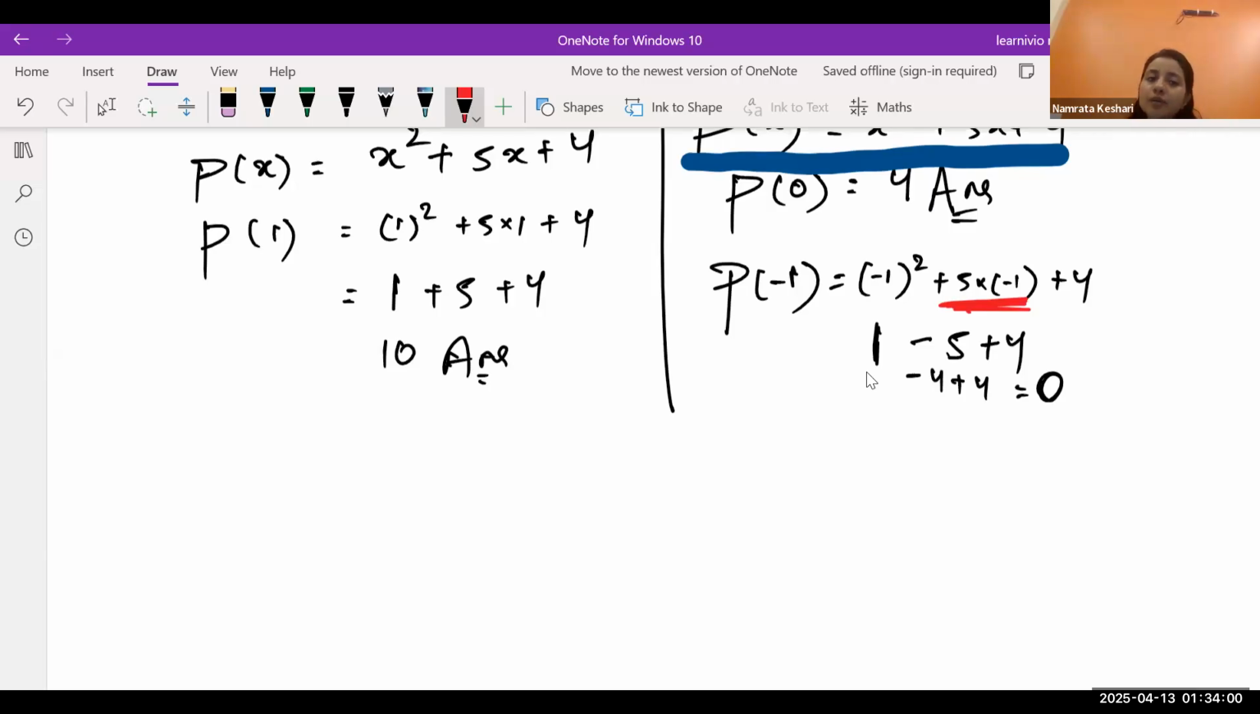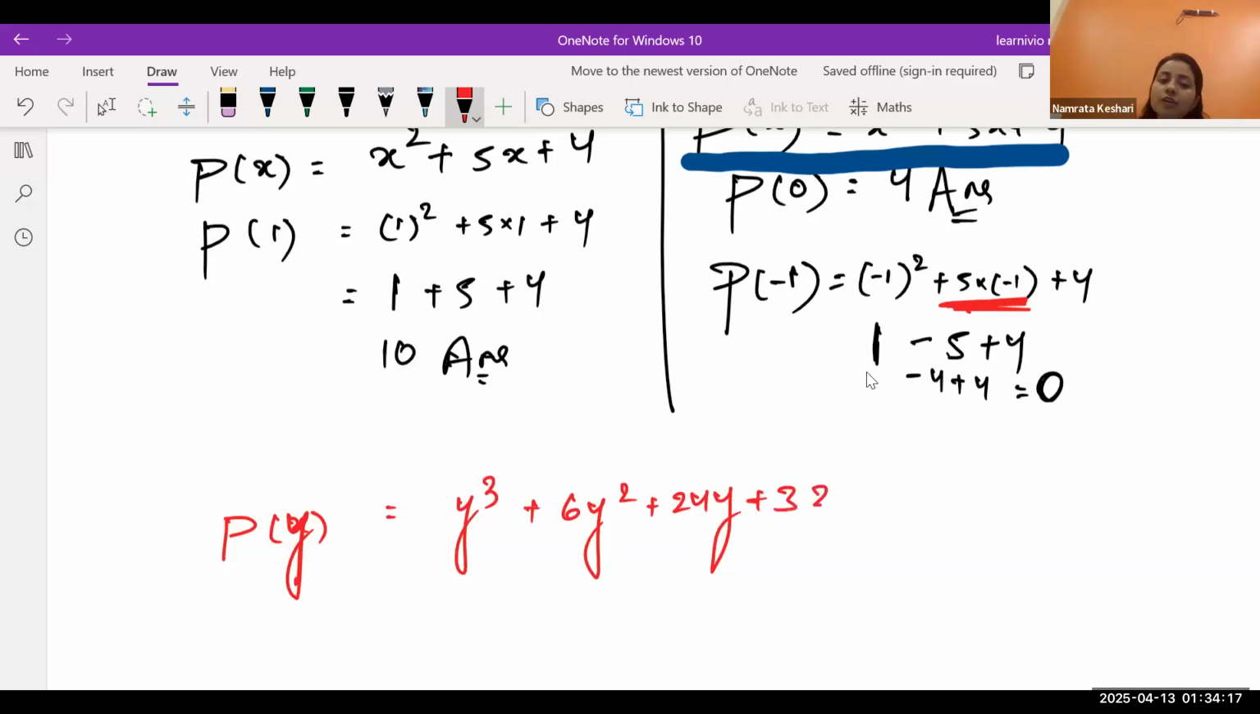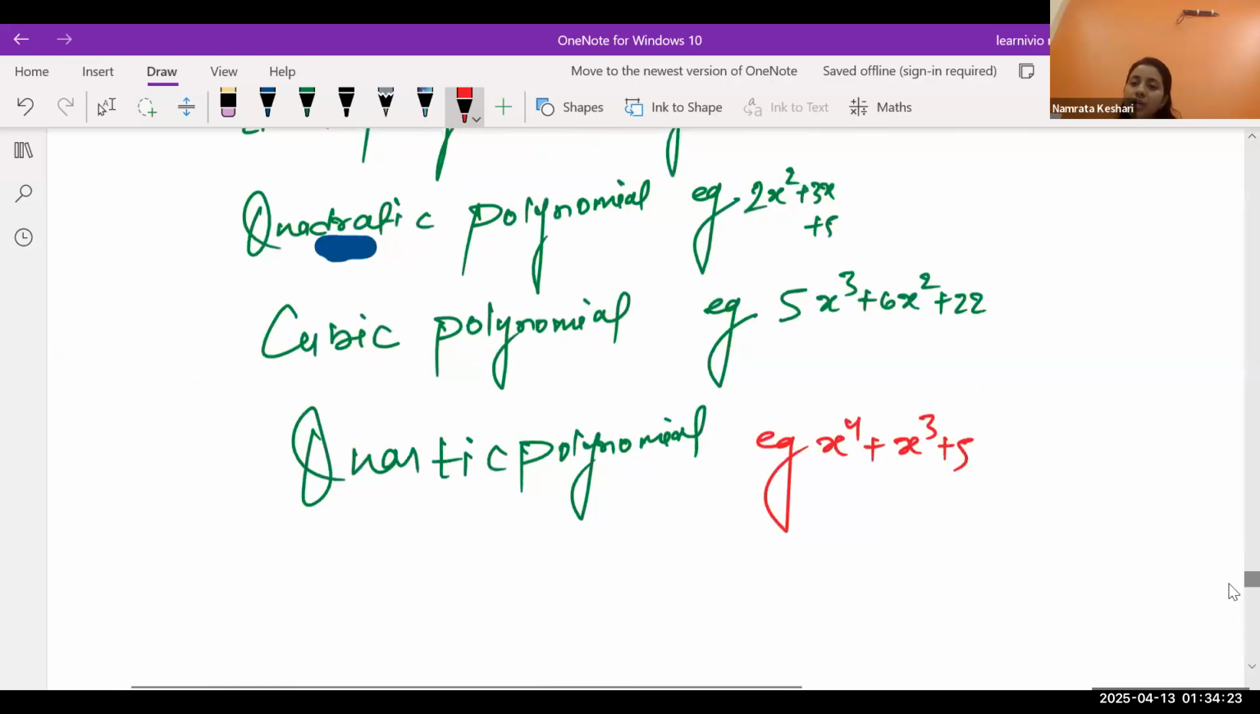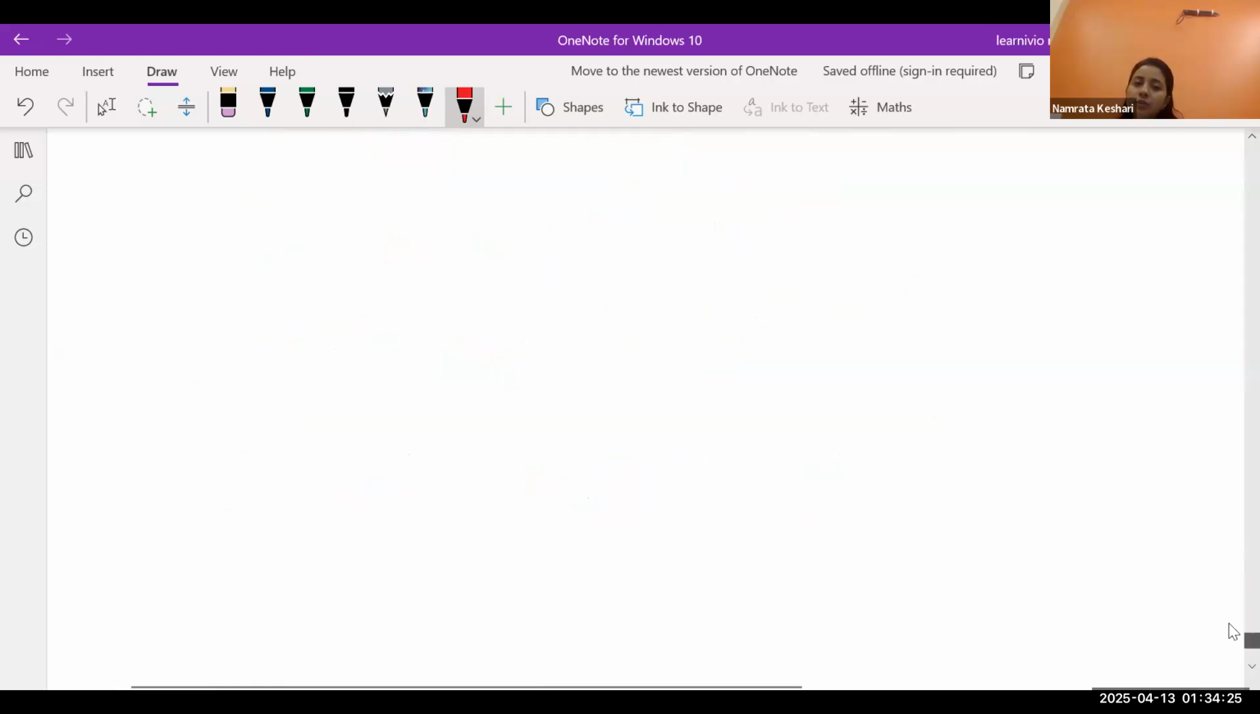Okay, so I'm just trying to say that if your polynomial is given, it is not necessarily P of x, it can be P of y as well. Okay, it can look like this: y cube plus 6y square plus 24y plus 32. And you have to find P of 0. You also have to find P of 1. You also have to find P of minus 1. Okay, let's do it quick.